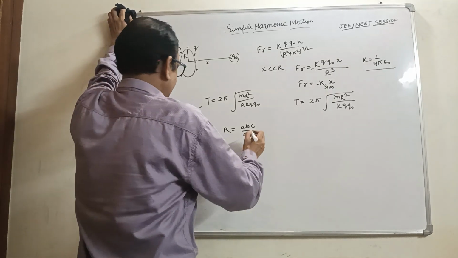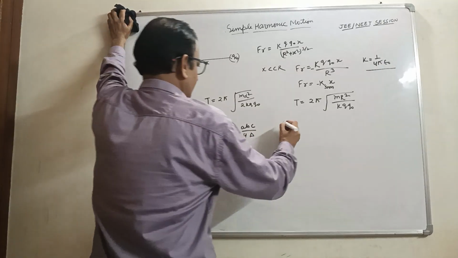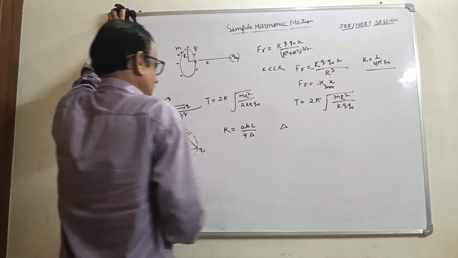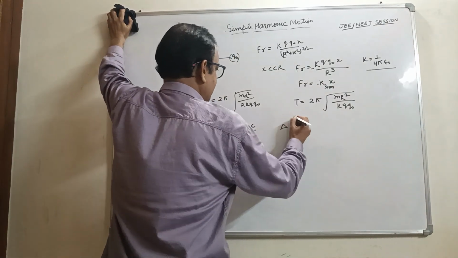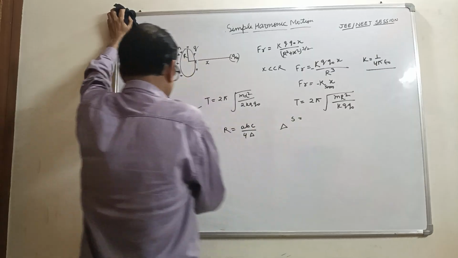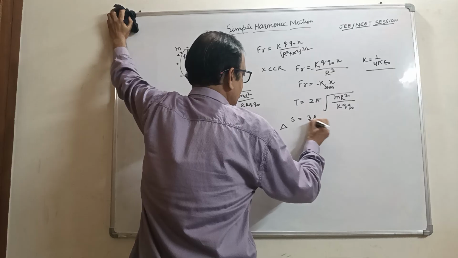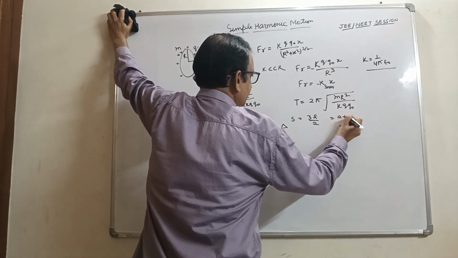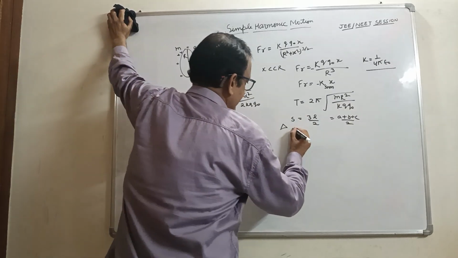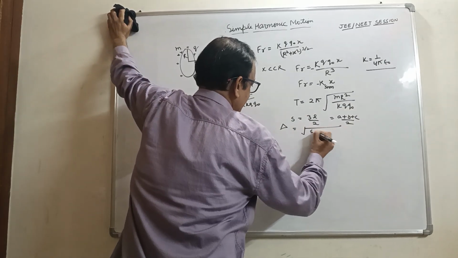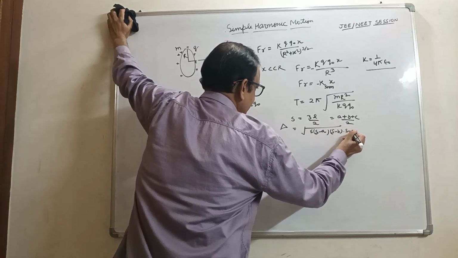So ABC is a triangle, and we want its area. We use Hero's formula, where S is the semi-perimeter: L plus L plus L, so 3L by 2. That is (A plus B plus C) by 2, so S becomes 3L by 2, and Hero's formula is root of S into (S minus A) into (S minus B) into (S minus C).